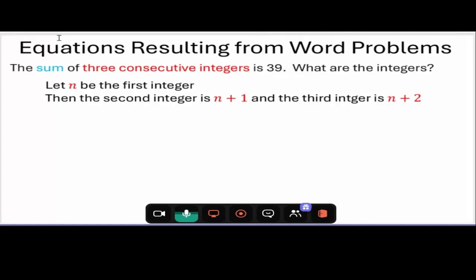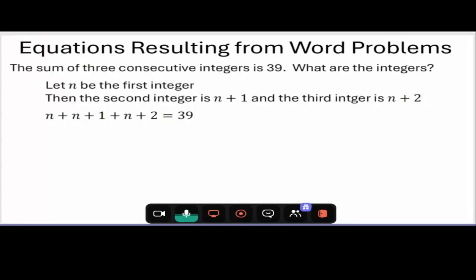We are going to sum. We are going to add them together. All three of them, so two plus signs: n, the first integer, plus n plus 1, the second integer, and n plus 2, the third integer. We're going to add them all together, is 39 in purple, like so. And now I'm going to erase all the colors, and we are going to solve this equation.